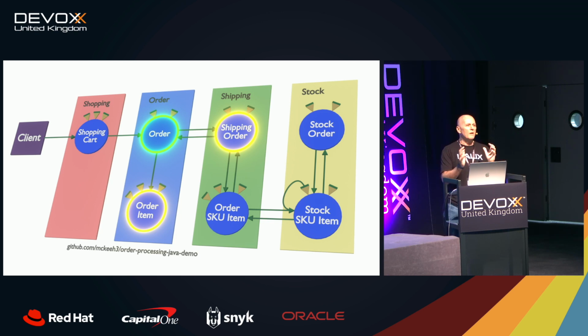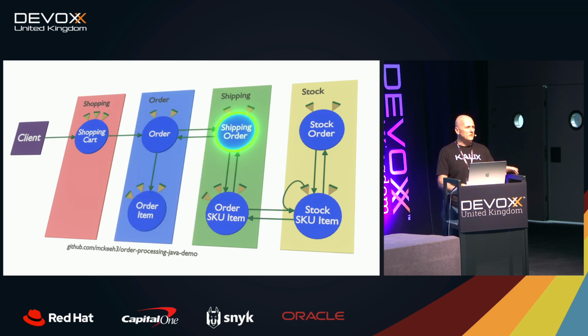So there's this loose coupling between everything, which is one of the things we've been saying is really important with microservice types of applications. The order emits events that are picked up by the order item, and the more interesting one is the shipping order. The shipping order picks up that event and creates a shipping order. Now the shipping order in this demo, and the link to the demo is on GitHub, it's under my user name, Mckee H3, and it's just an order processing Java demo. The code's all there.